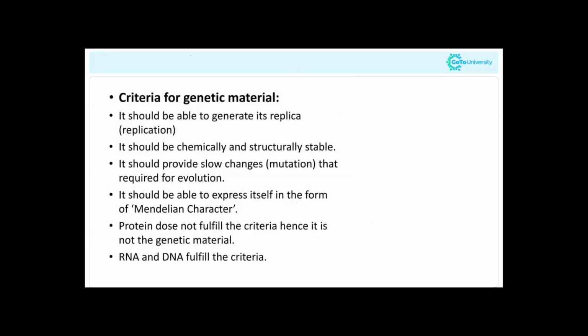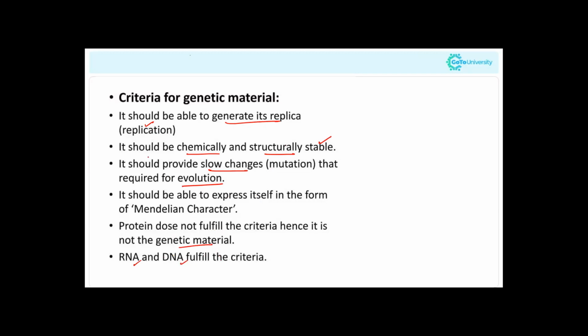Okay. Now, what are the criteria of genetic material? It should be able to generate its replica, that is replication. It should be chemically and structurally stable. It should provide slow changes like mutation that is required for evolution. It should be able to express itself in the form of Mendelian character. Protein does not fulfill the criteria, hence it is not the genetic material. So RNA and DNA fulfill these criteria.